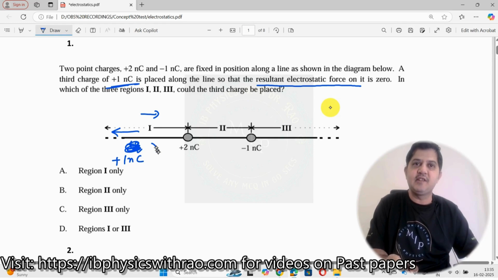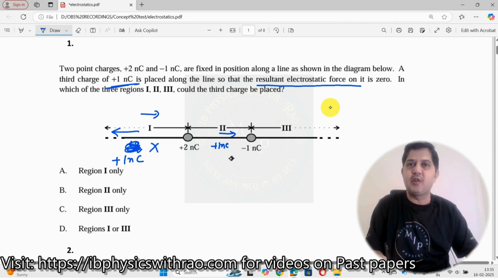So therefore, region 1 is not the correct position. Let us look at region 2 here. If I put the plus 1 nanocoulomb here, what will happen? The 2 nanocoulomb will try to push it like this. The minus 1 nanocoulomb will try to attract it like this. So definitely this is also not the right position, because the net force is directed in this direction.